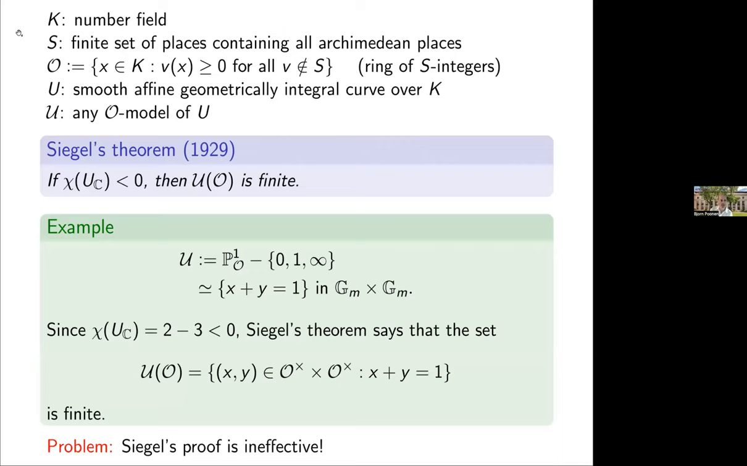All right, so now let me state Siegel's theorem. Here's the setup. Start with a number field K and a finite set of places S containing all the Archimedean ones. Then O is the ring of S-integers, the elements of the number field whose valuation is non-negative for all the places outside S. And U is as in the previous slide, except now everything is defined over K. So U is a smooth affine curve over K. To talk about integral points, technically speaking, we should choose an integral model of U, an O-scheme whose generic fiber is U. Then Siegel's theorem tells you that if the curve is hyperbolic, which you test by base changing from K to the complex numbers, then the set of integral points is finite.